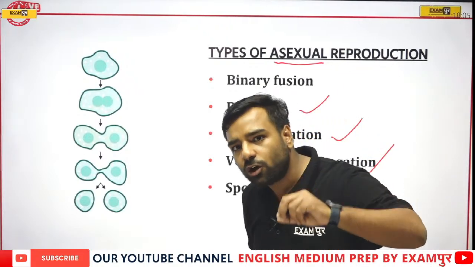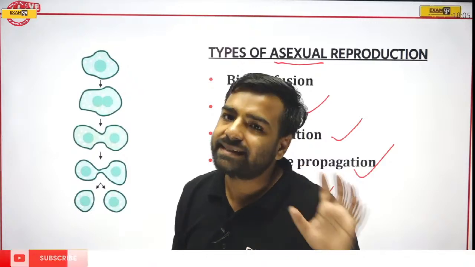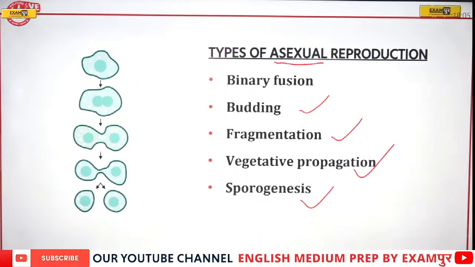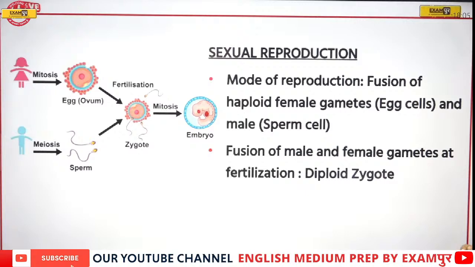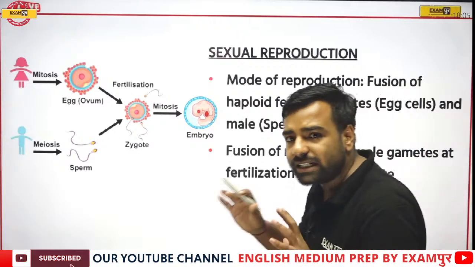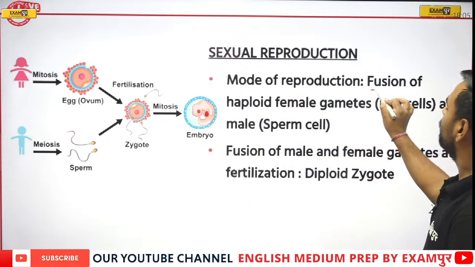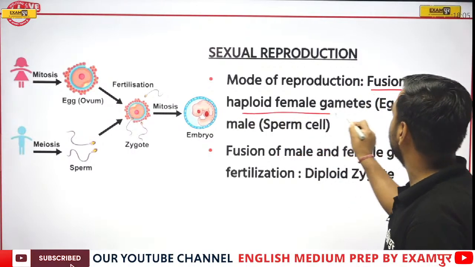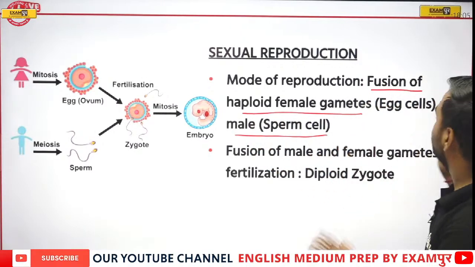But if I talk about humans, we talk about sexual reproduction. So let's discuss sexual reproduction. As I already told you, if I talk about its mode, what is going to happen? Fusion of the haploid female gamete and the male gamete.